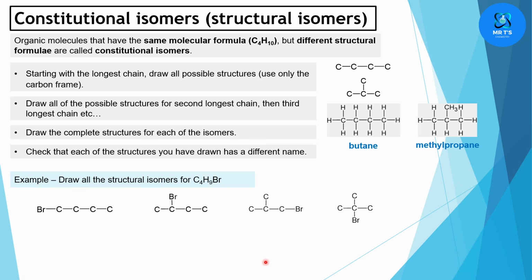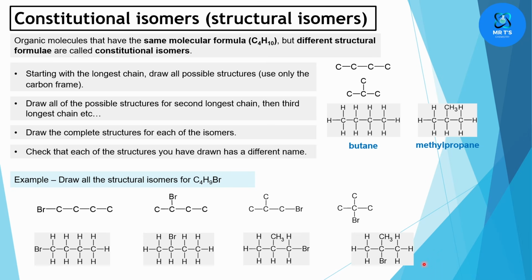Now I can't do chains of 2, because I would always be adding a carbon to the end of the chain. So these are the only 4 structural isomers I can have for this molecule. The next step is to draw them out. Here's the first one drawn out, the second one, the third one, and the fourth one.